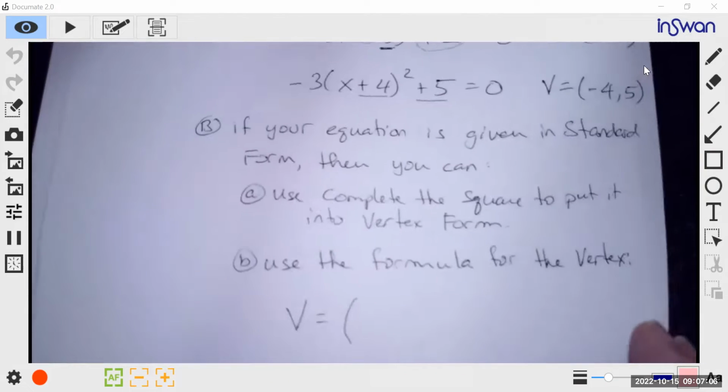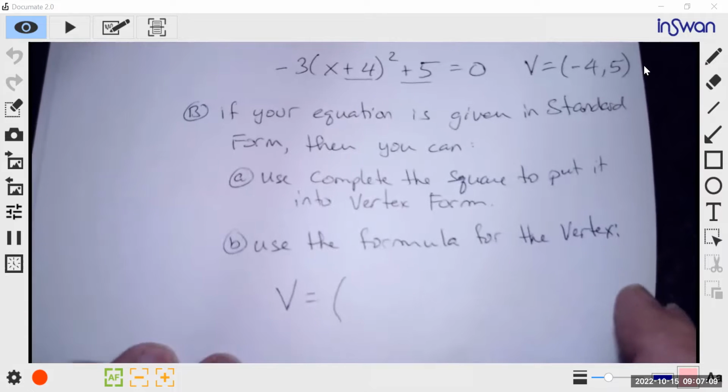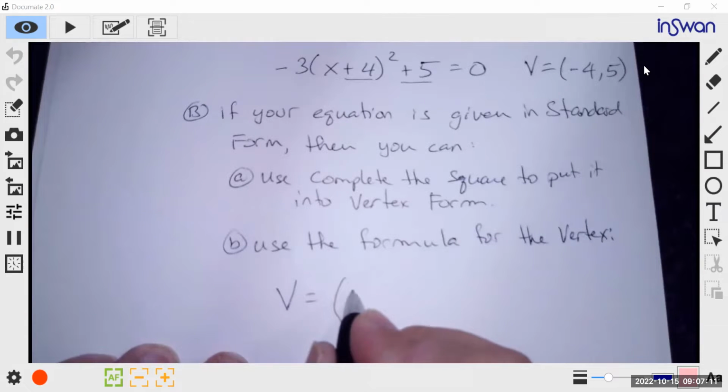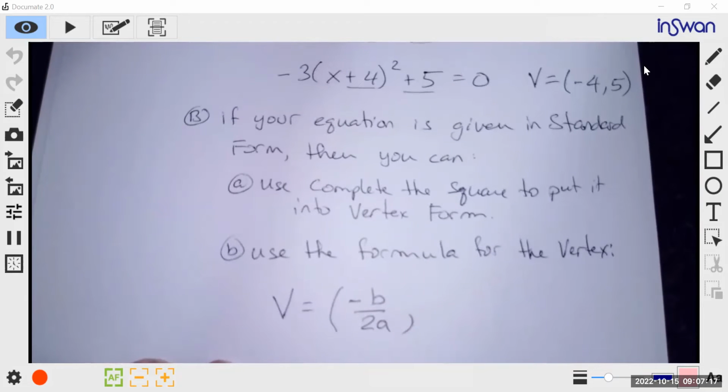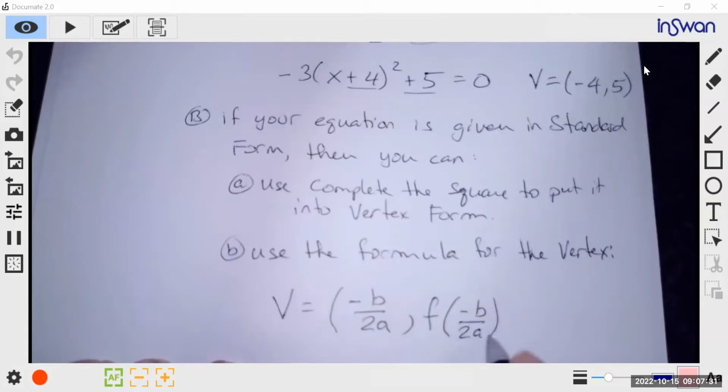The formula of a vertex is -b over 2a. That's the x value of it. Whatever you get there, plug it back into your equation, and that will give you the y value of the vertex.